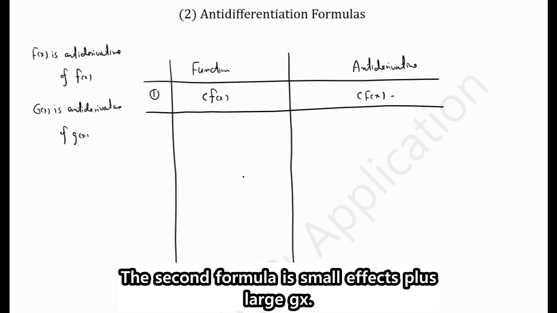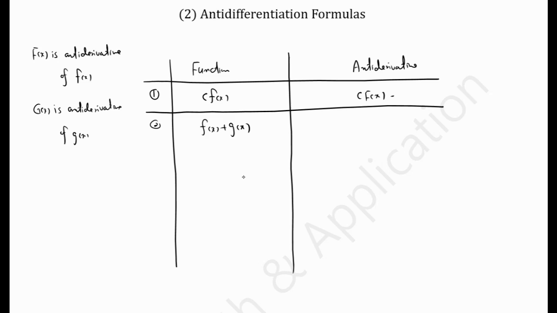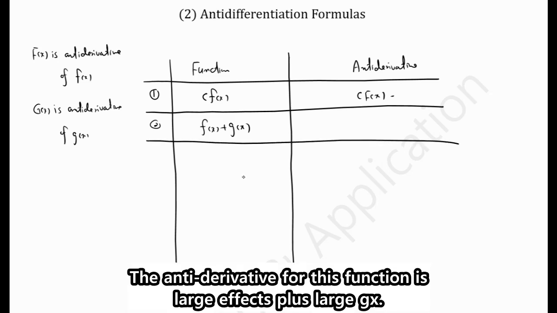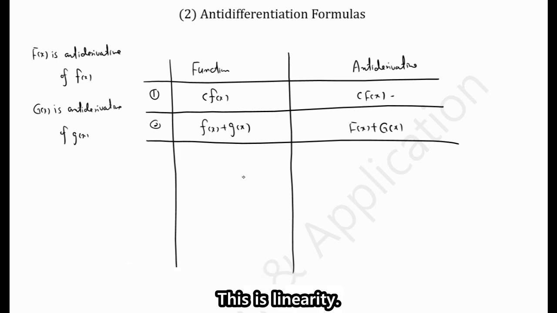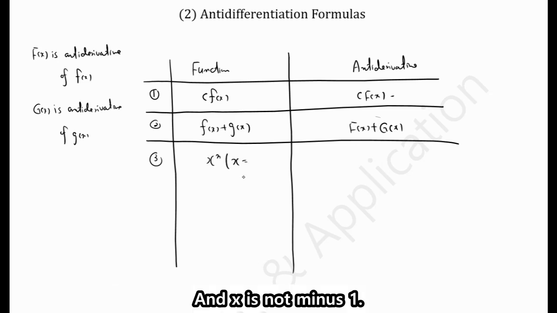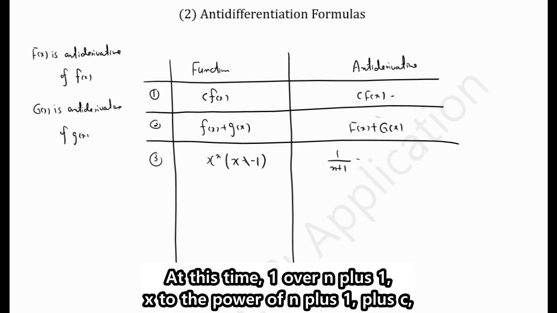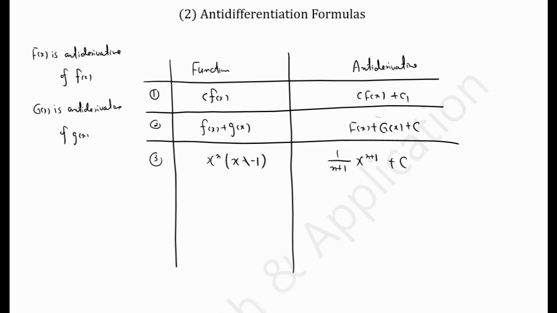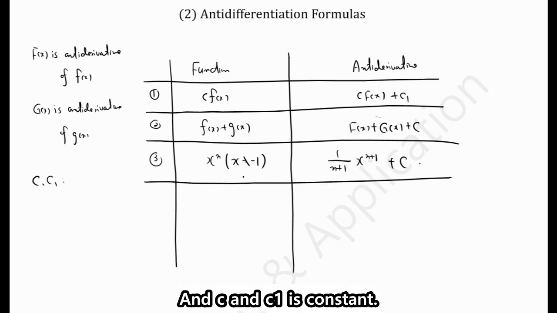The second formula is small f(x) plus small g(x). The antiderivative for this function is large F(x) plus large G(x). This is the linearity. Linearity is satisfied. And the third function is x to the power of n, where n is not minus 1. At this time, the antiderivative is 1 over n plus 1, x to the power of n plus 1, plus c. And c and c1 are constants.